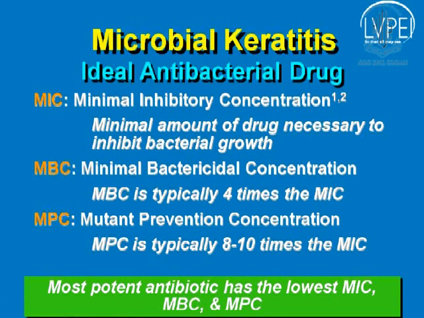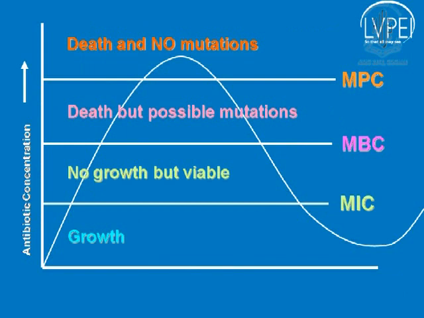Be familiar with terminologies such as minimum inhibitory concentration, minimum bactericidal concentration, and mutant prevention concentration. And this graph will show you why we have to be aware of these terminologies. At minimum inhibitory concentration, the organisms are not killed. Their growth is inhibited on the culture media. At minimum bactericidal concentration, the organisms are killed, but those surviving organisms can still develop mutation and drug resistance. Whereas the mutant prevention concentration is one at which there is no possibility of development of resistance.